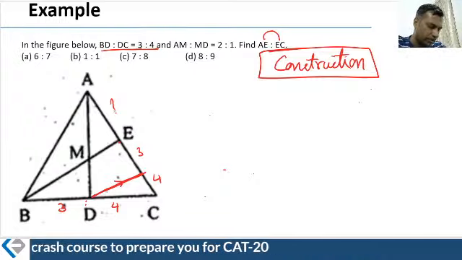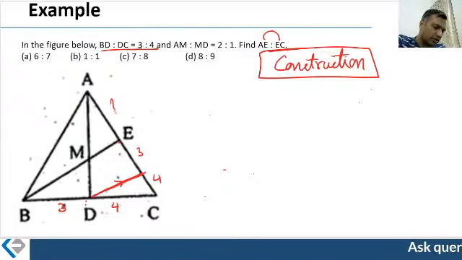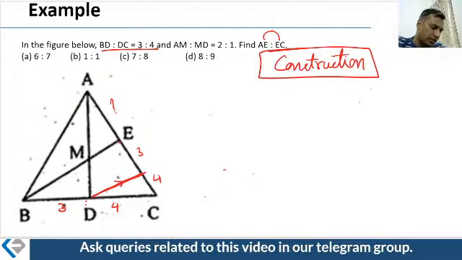In a similar way, that also gets split in the similar proportion there. BD is to DC will also be in the similar proportion of 3:4. That also would be in the ratio 3:4.